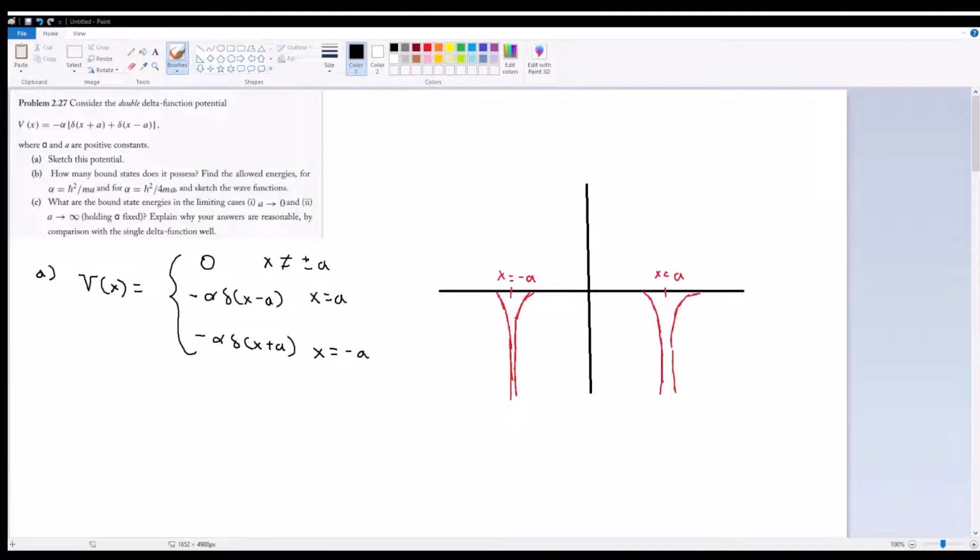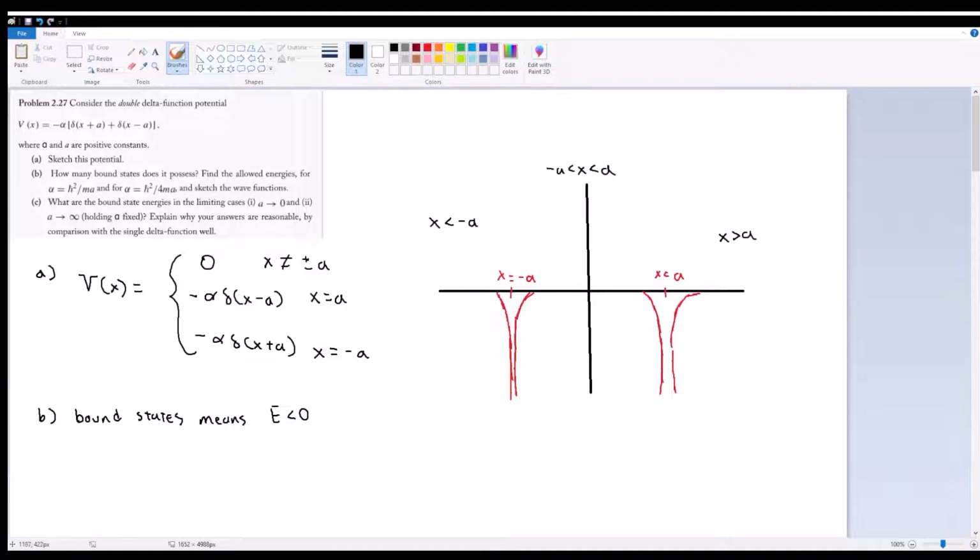Okay, in part B, we're asked how many bound states it possesses for two different values of alpha. Before we even get into the second part, we start by recognizing that we're working with bound states. So in part B, bound states means that the energy is negative. And if the energy is negative, we also recognize that effectively we're dealing with three regions: x is less than negative a, between negative a and positive a, and x is greater than a.